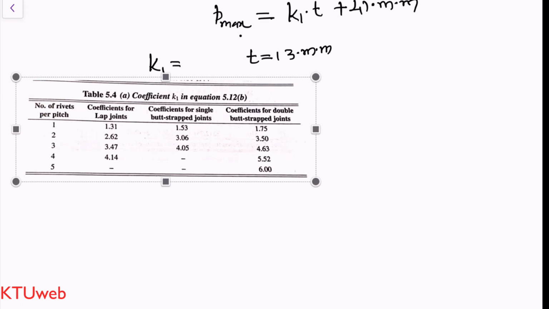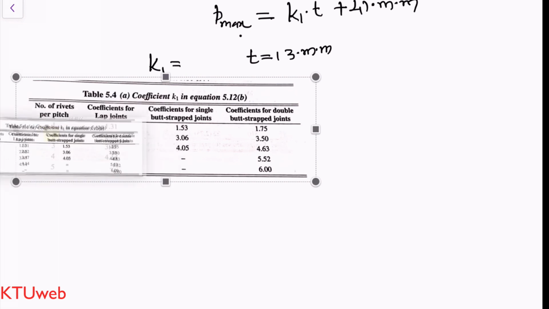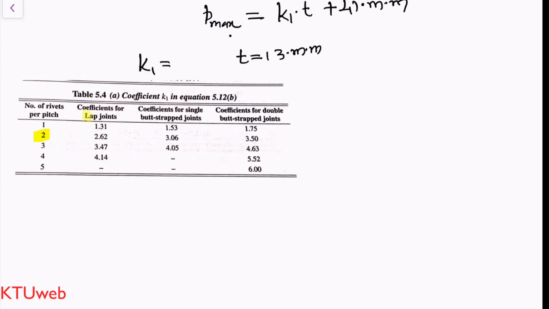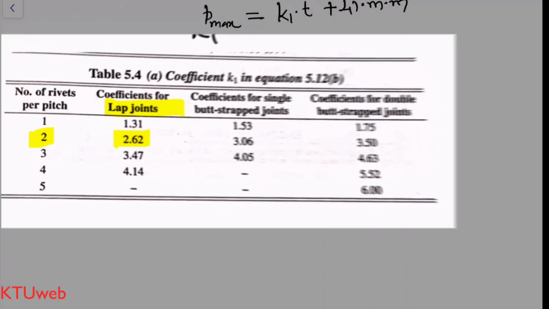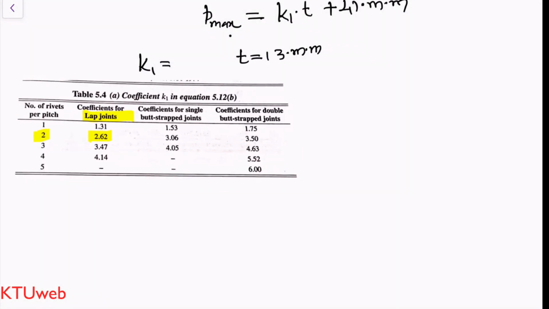Here you could find the value of K1. On the left extreme we have the number of rivets per pitch, and we found it as 2. We have 2 rivets per pitch, and since it is a lap joint, we got the value as 2.62. For a lap joint this will be 2.62. Suppose you're dealing with a butt joint, you will be getting 3.06.